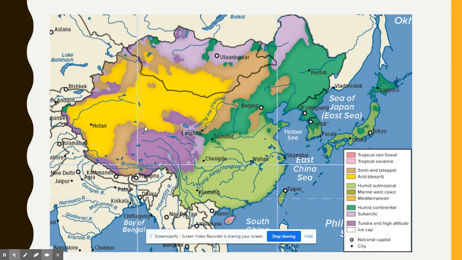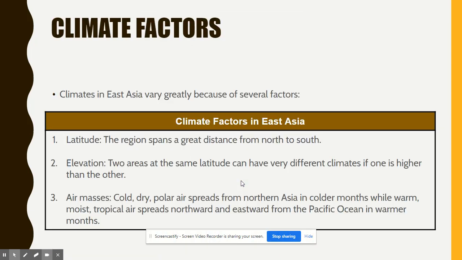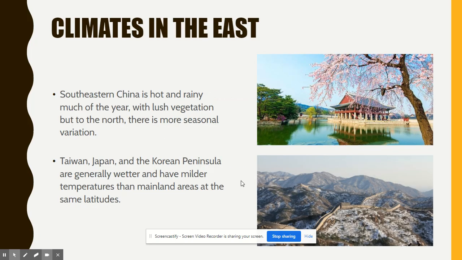So we have everything from the desert sections, cold deserts up here in the north, to a warmer, humid subtropical climate down here in the southeastern corner. So there's a great mixture of climates that exist in an area this large. Latitude, its proximity to the equator, is a huge effect on the climate, but then also elevation. Places that are higher, like on the Plateau of Tibet, would have colder temperatures, and then air masses affect that as well. Southeastern China is very hot and rainy much of the year, as I already said, because of where it's located.